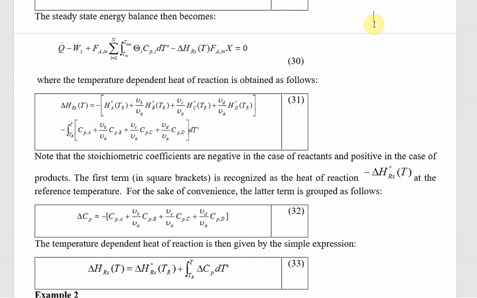Okay, so last time we were talking about the energy balance. So for non-isothermal reactors, that's the case where we are allowing the fact that the reaction is going to change the temperature to affect the overall performance of that reactor. And so we had developed the overall energy balance, which you can see up here in equation 30.